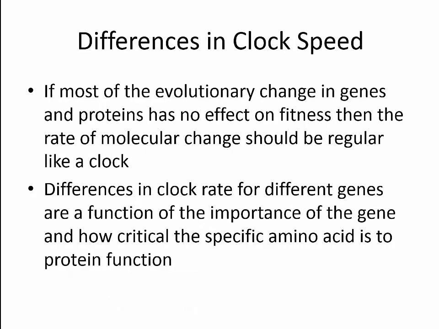There are differences in clock speed. If most of the evolutionary change in genes and proteins has no effect on fitness, then the rate of molecular change should be regular like a clock. The differences in clock rate for different genes are a function of the importance of the gene or how critical the specific amino acid is to protein function.